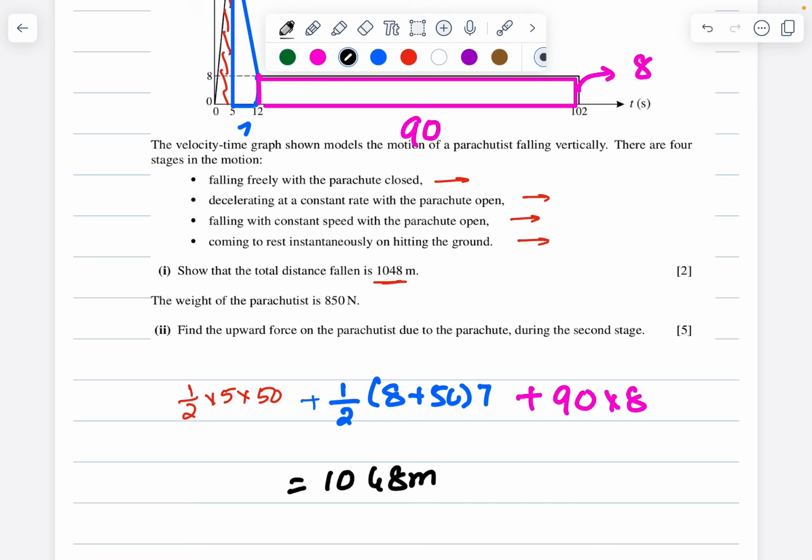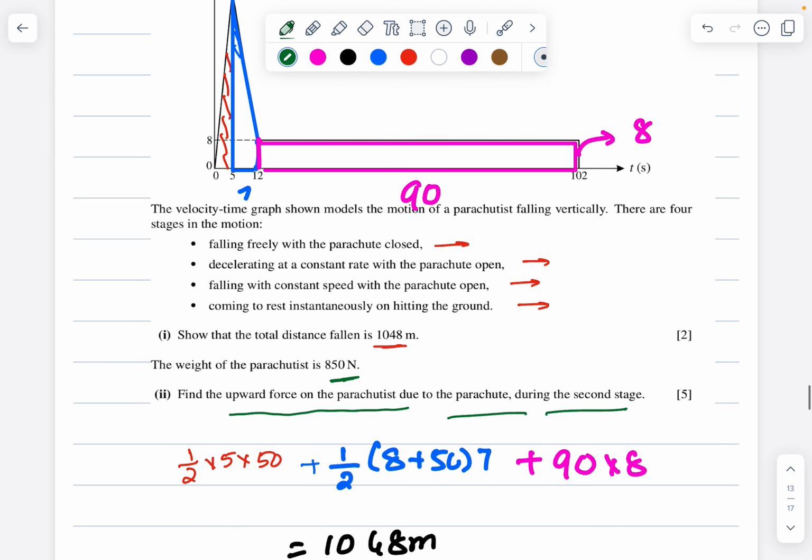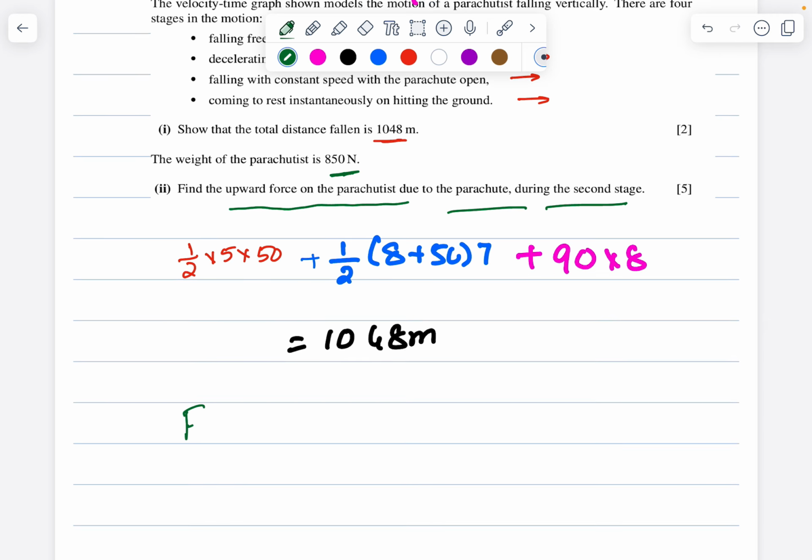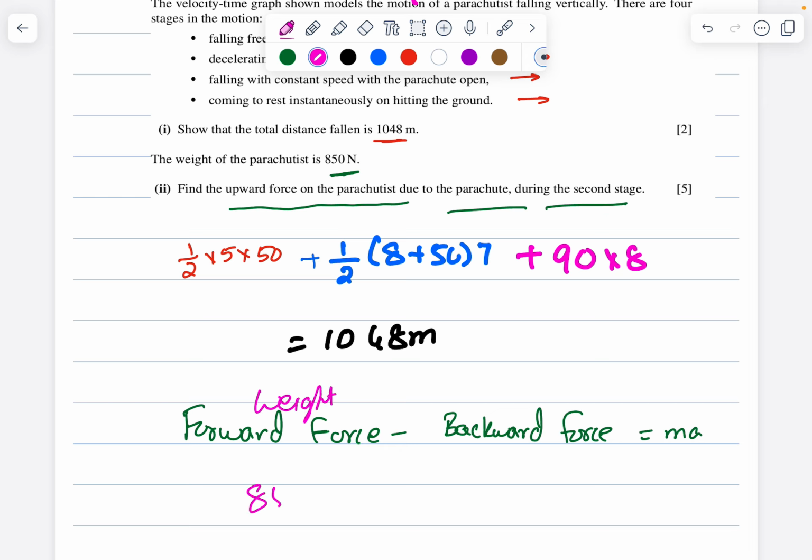Then the weight of the parachutist is 850. Find the upward force on the parachutist due to the parachute during the second stage. In the second stage, he is asking us to find it out. We know that forward force minus backward force equals ma. The forward force is the weight, which is 850.